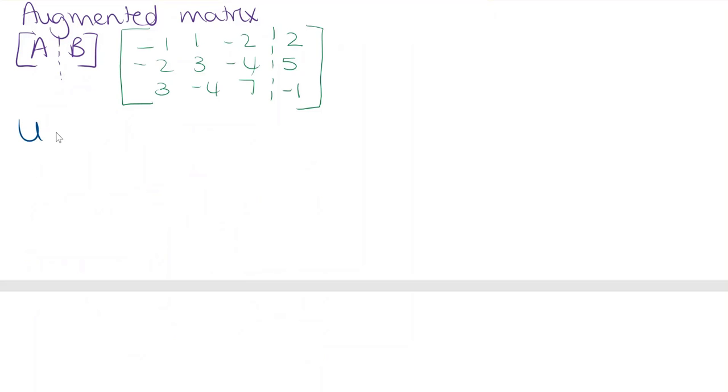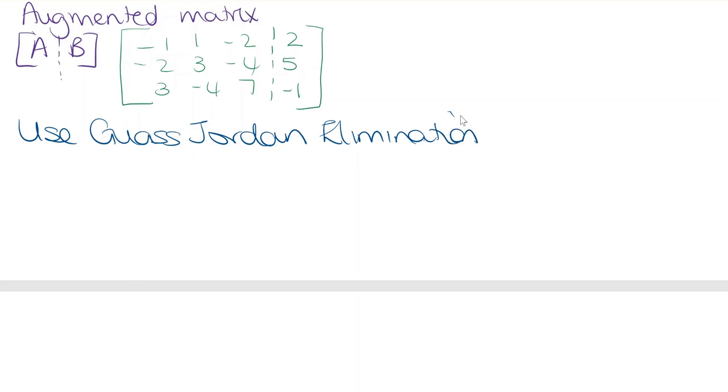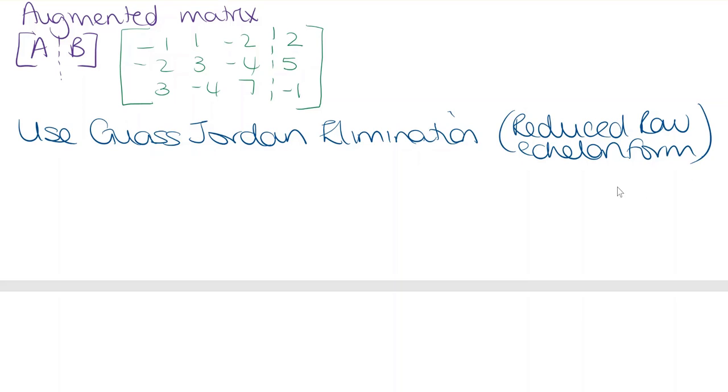Now we need to use the Gauss-Jordan elimination method to solve. This means put into reduced row echelon form. So we're looking to have 1, 1, 1, 0, 0, 0, 0, 0, 0. We're looking for our matrix to be in this format, to be able to solve. So let's have a look.